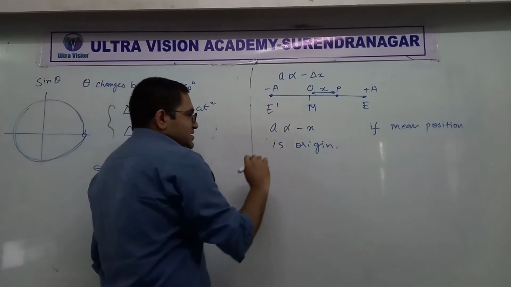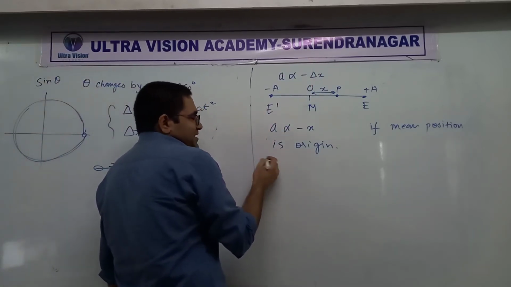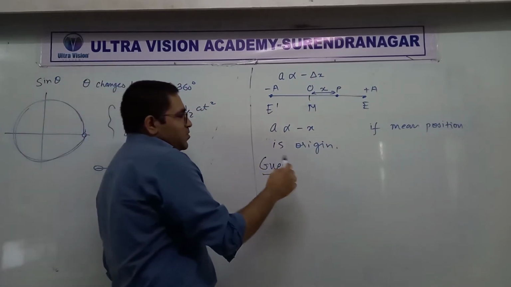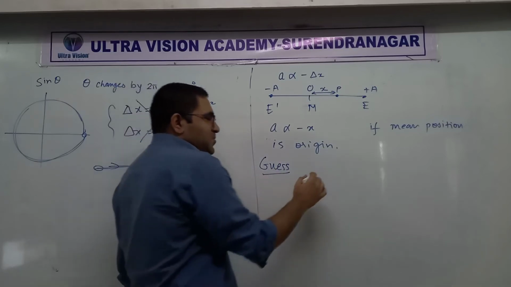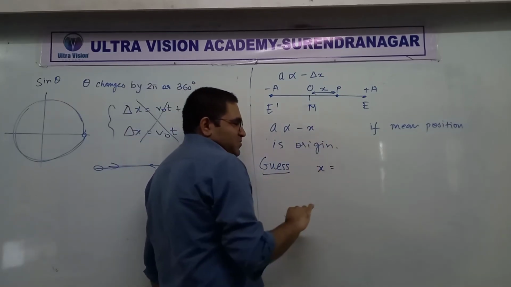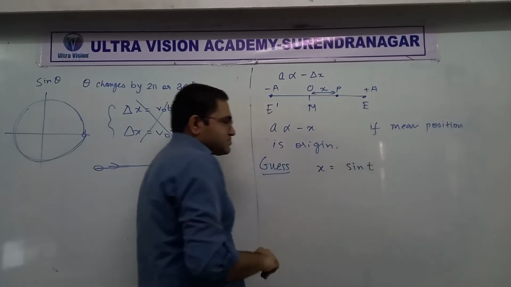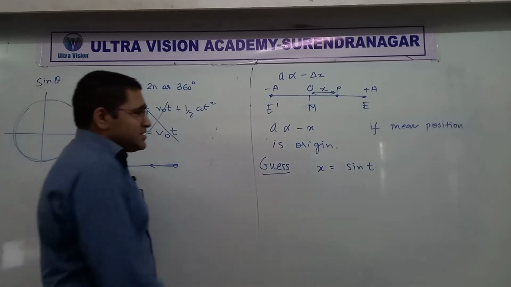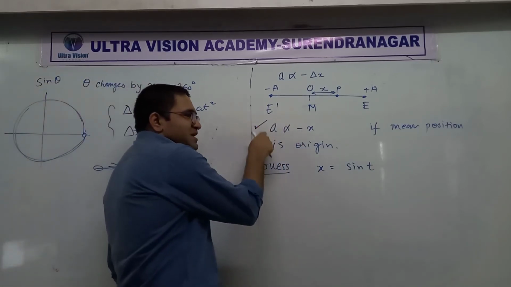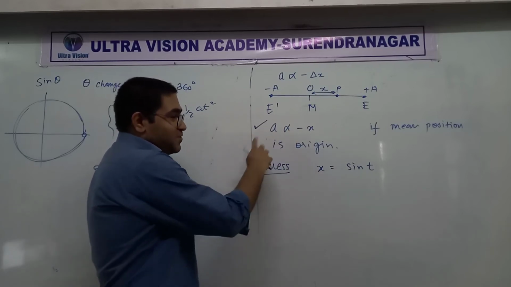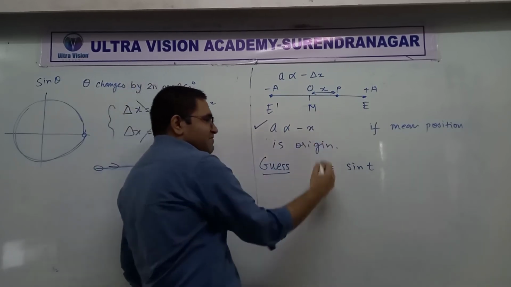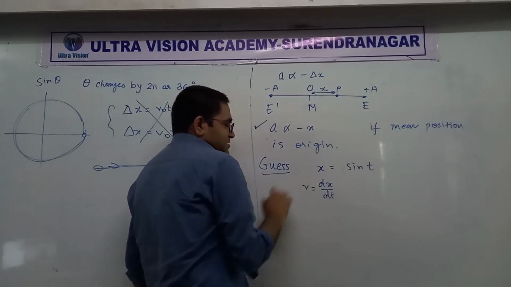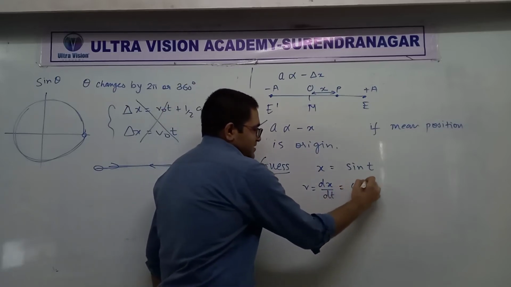I'm making a guess. I know that to make periodic motion I need something like sine or cos. So suppose I guess that x is equal to sine t. What would happen? We should check. Do we get this? If yes, we are happy. Let's try. If x is sine t, what is dx by dt, meaning velocity? dx by dt will be equal to cos t.